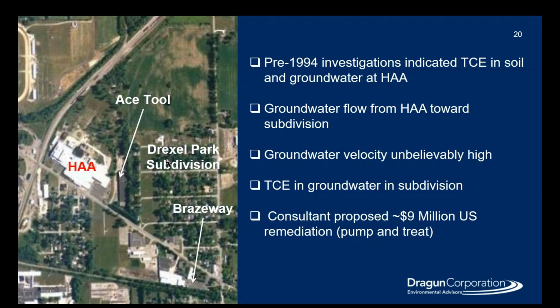However, the reports gave an unbelievably high velocity, something that you didn't normally see in groundwater, and that was something that was a red flag. The other problem is that the Drexel Park subdivision groundwater was showing TCE in the groundwater. So our client had it. The reports indicated flow was towards the subdivision. The subdivision had it. So the consultant had proposed a $9 million remediation, which was pump and treat.